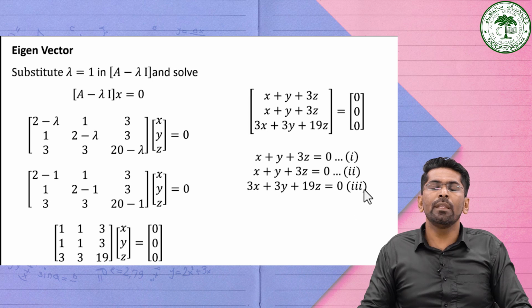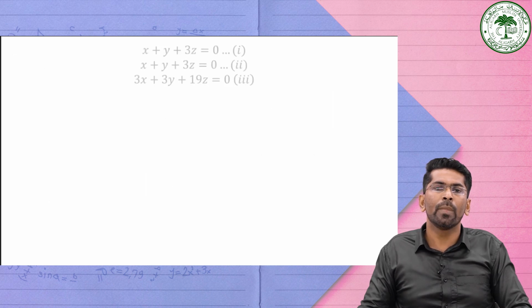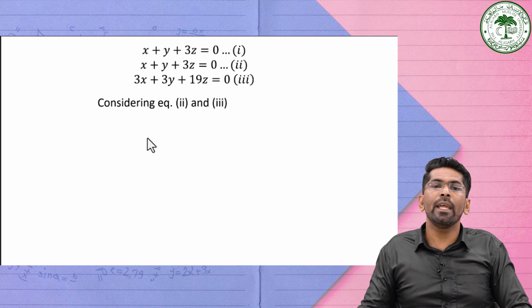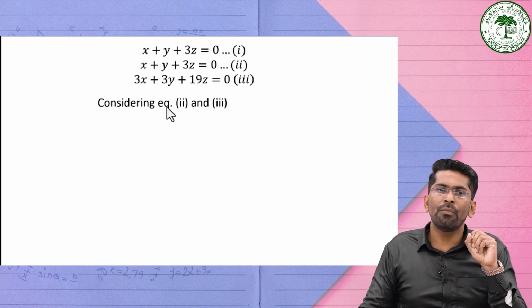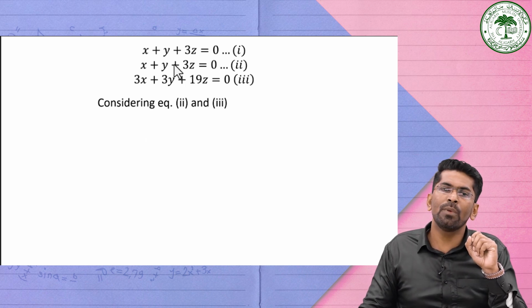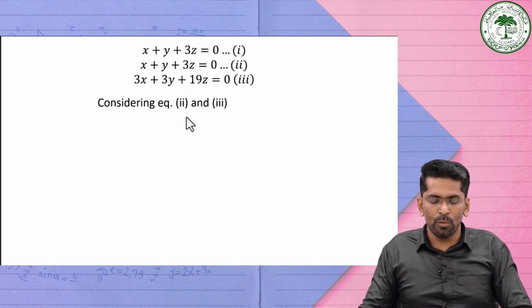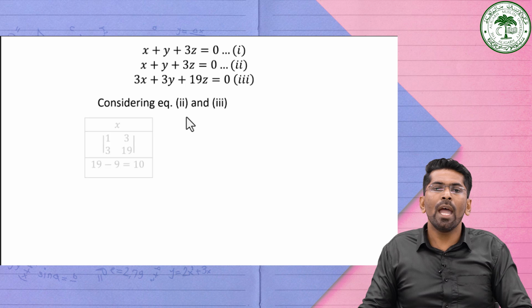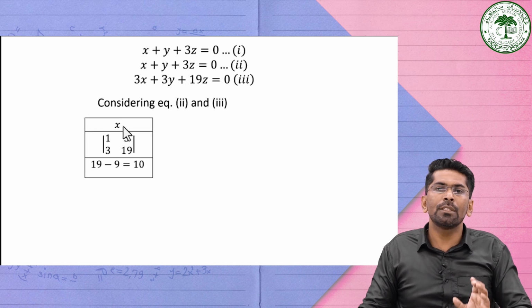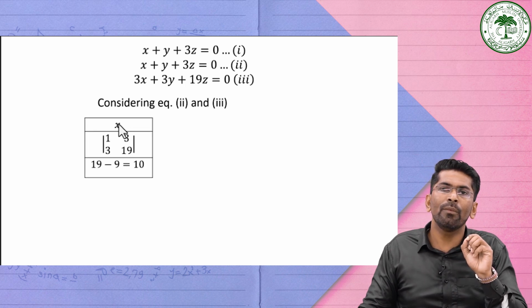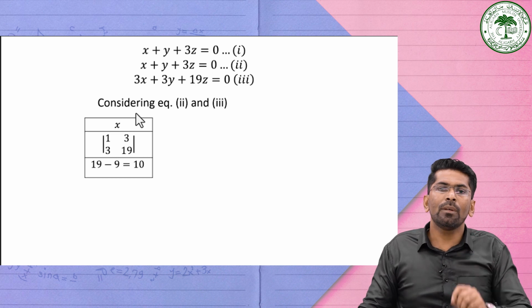After framing this, we have linear equations. Now we are going to consider any two equations. The first and second equations are similar, that's why we consider equations number 2 and 3. By considering equations 2 and 3, I am going to construct a table by considering the variable x and taking the coefficients of the other variables, crossing out the x column.